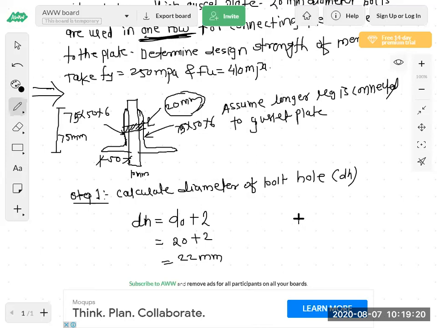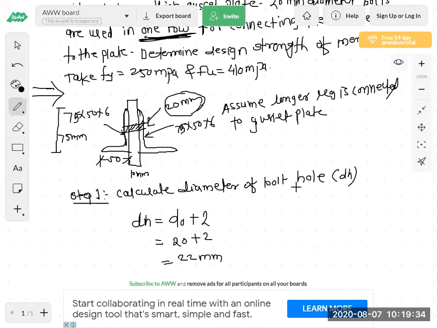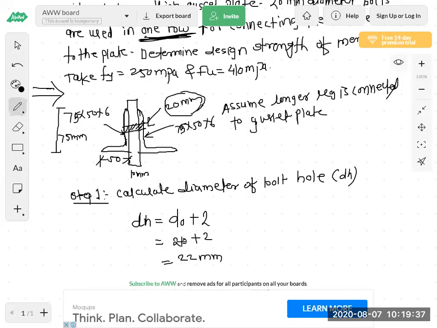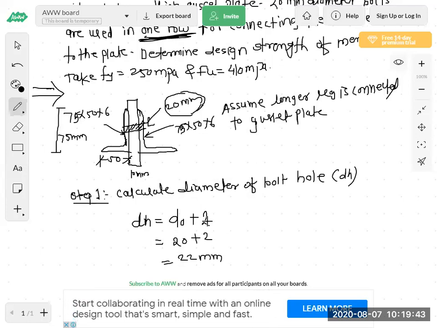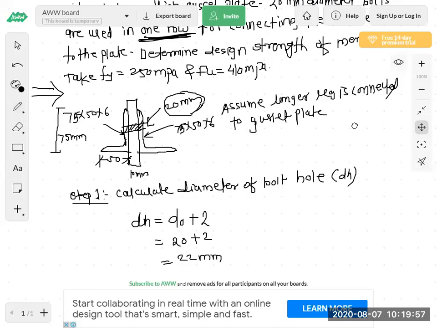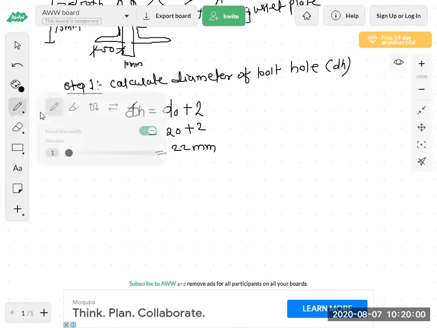So simply we have to follow the procedure. If you solve the problem according to the given procedure, there will not be any difficulty. We just have to write what step number 1 is: calculate the diameter of the bolt hole. Which procedure do we follow for calculation of the diameter? DH is equal to D naught plus 1, 2, 3. When to use 1, when to use 2, when to use 3, that we have to follow as per the procedure. Automatically your problem will be solved. But we have to keep the procedure in mind. What are steps number 1, 2, 3? Like this. Okay.